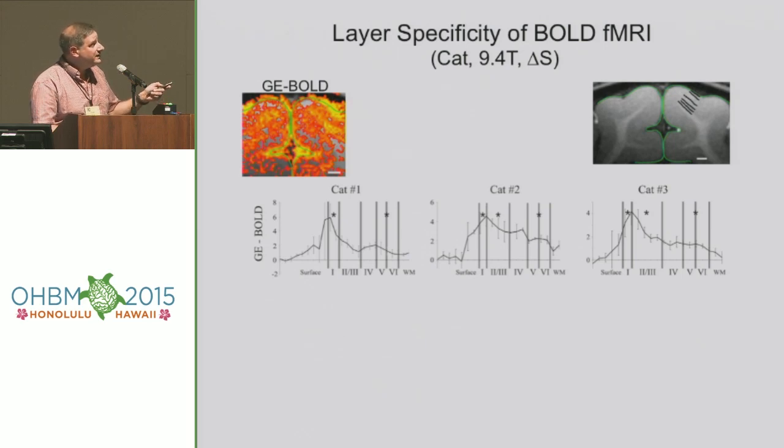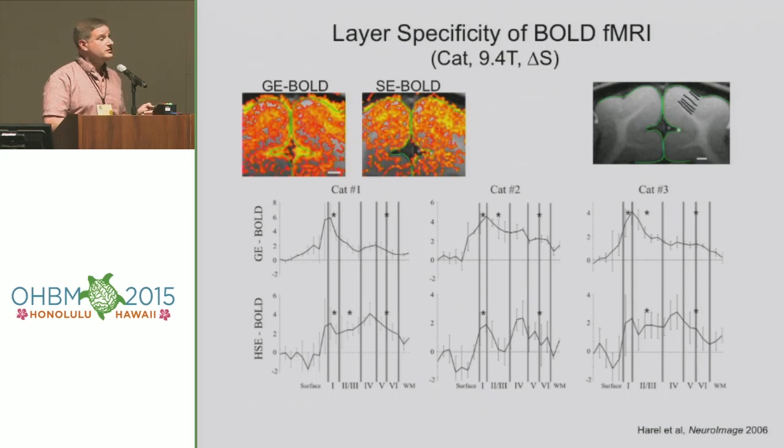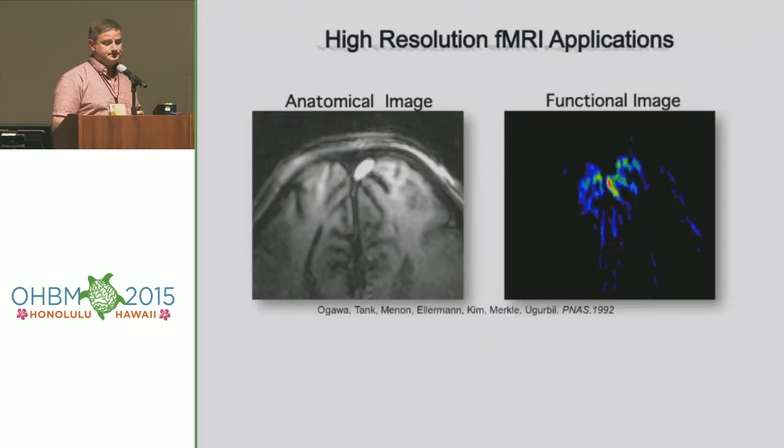But if we eliminate the surface area, we see that somewhere in the tissue we get this second bump. These are 3 different cats, and that bump is always around layer 4. So when we do the same thing with spin echo, there are 2 interesting observations. One is that you eliminate or reduce the non-specific surface activation, and you can see that in the map. But more interesting is that when you look at the tissue, the peak is once again occurring over layer 4. As we know, layer 4 is the main input area for those regions.